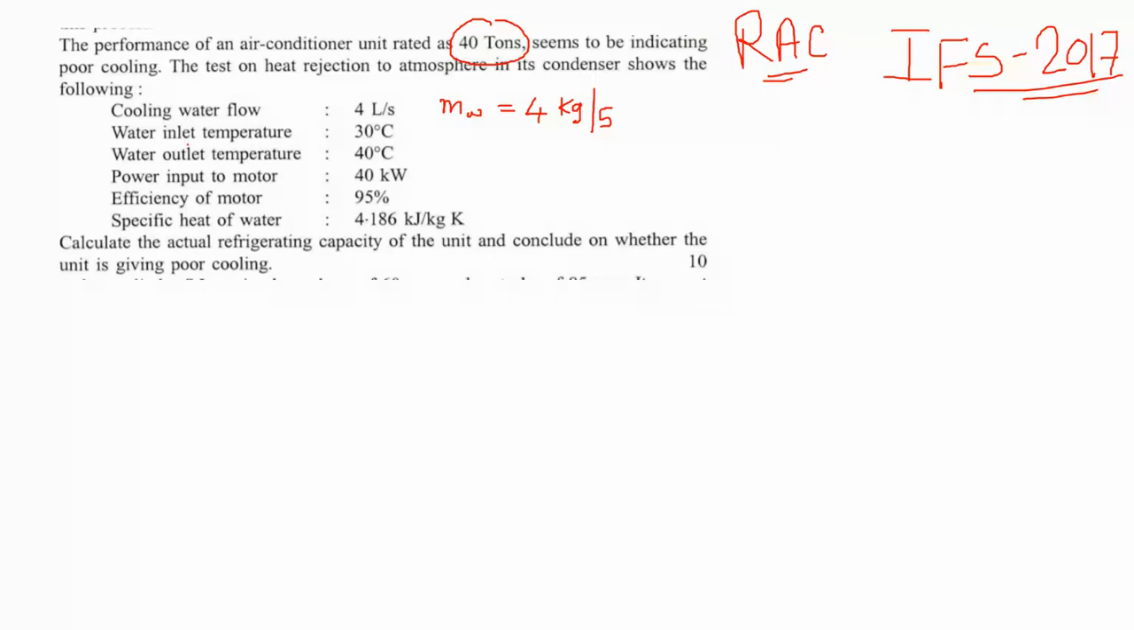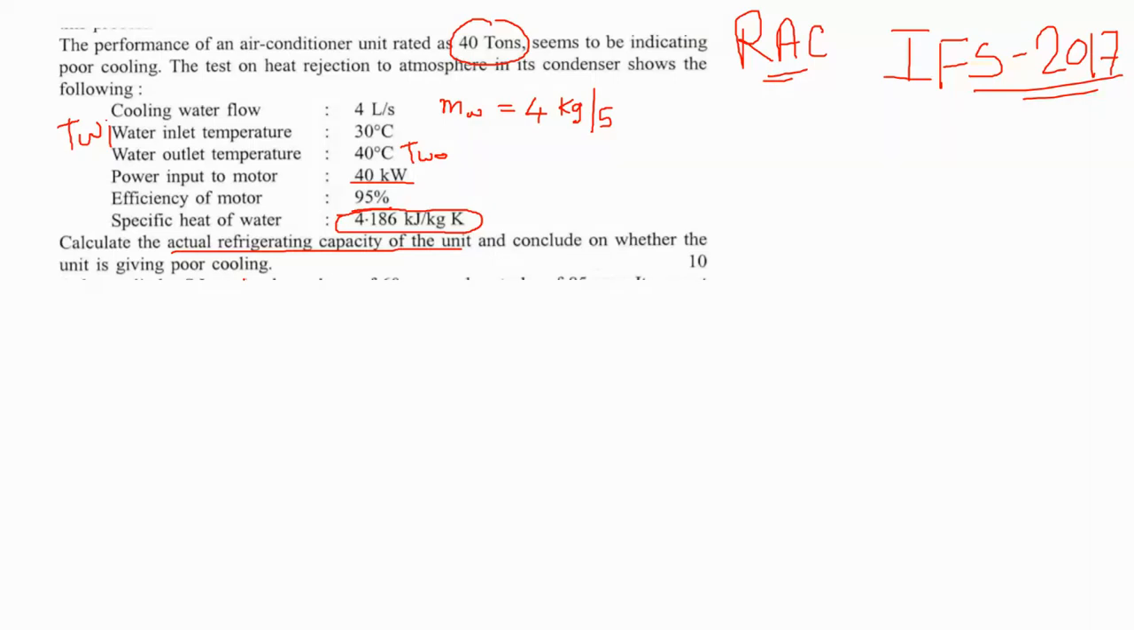The inlet water temperature is 30 degrees Celsius, so TWI, and the outlet water temperature, that means TWO, is 40 degree. The power input to the motor is 40 kilowatt. Efficiency of the motor is 95%, and specific heat of the water is 4.186 kilojoule per kg Kelvin. Now calculate the actual refrigerating capacity of the unit and conclude whether the unit is giving poor cooling or not.